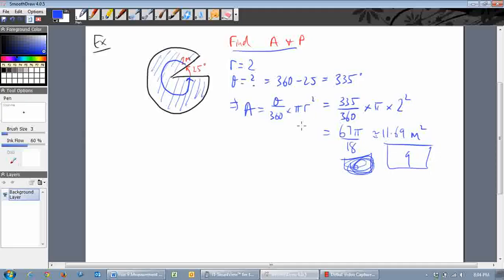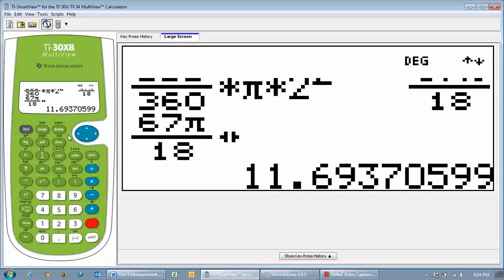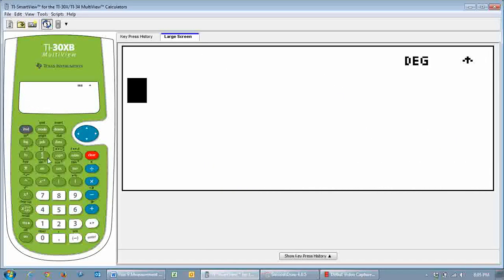Okay, perimeter, I'll just quickly do it. Perimeter is equal to, again, theta over 360 times 2 pi r plus 2r. Again, plug in the numbers. It's going to be the same, 335 over 360. I'm not going to do this in a calculator. Times the radius of 2 plus 2 times 2. Maybe I should do it in the calculator, just stop being so lazy.